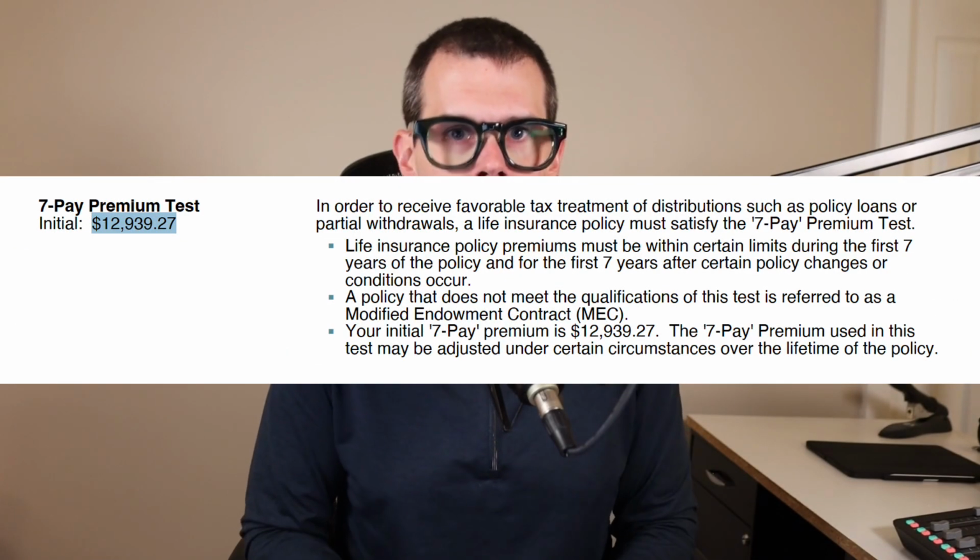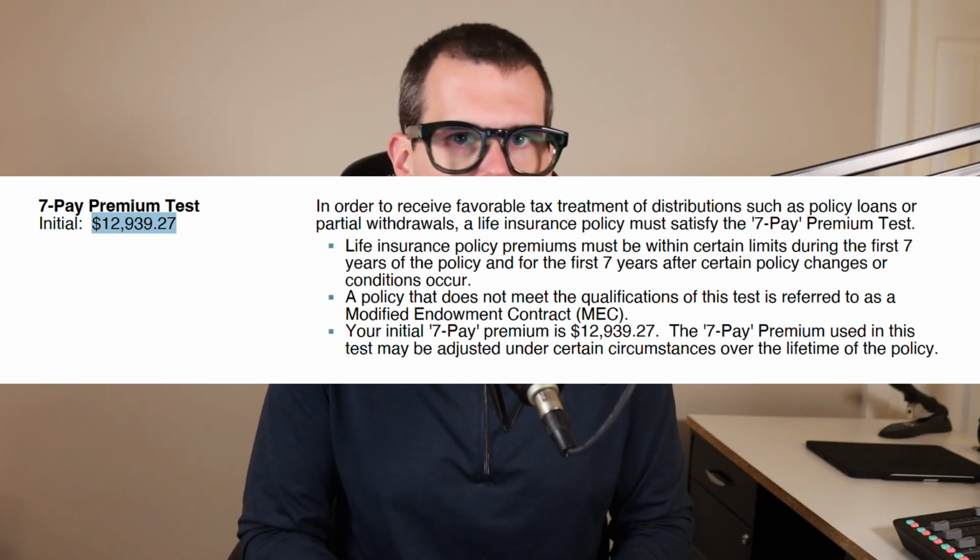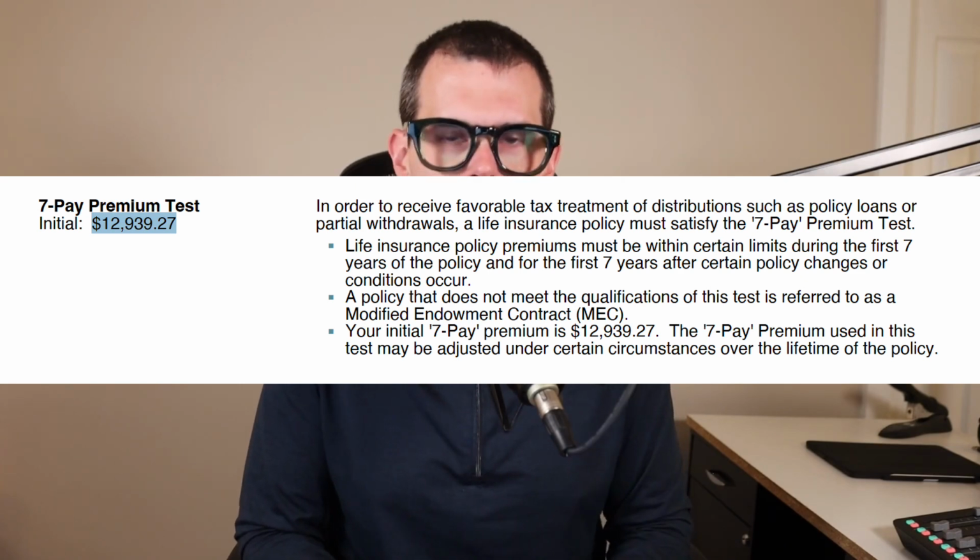Here's an example from an illustration reporting the 7-pay test premium as $12,939.27. This means the policyholder cannot make a payment to the policy in excess of $12,939.27 in any 1 year. And if he does, the policy will fail the 7-pay test, and the life insurance policy will then become a modified endowment contract.